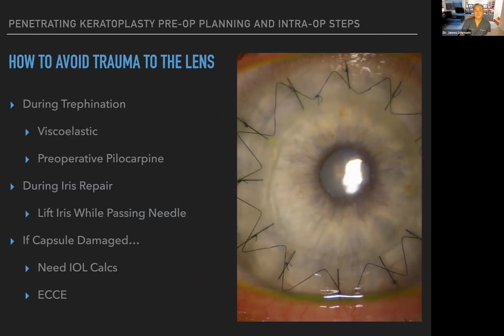And then avoiding trauma to the lens. It's difficult to damage the lens during trephination. But let's say you're not going to take out the cataract. Preoperative pilocarpine on all your graft patients is good. That way the pupil's small.